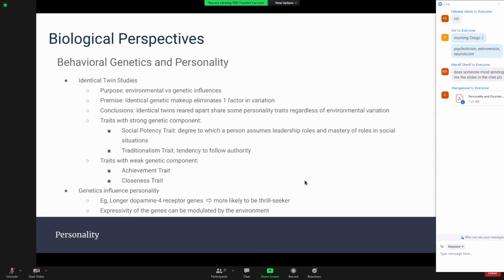This is, however, modulated by the environment. What do I mean by modulated? I mean that you can be a thrill seeker all you want if you have a particular mutation for the dopamine 4 receptor, but if you don't have anything in your environment that is thrilling, then you really won't become a person with a thrill-seeking personality. If that makes sense. So genetics can only go so far. Your environment also has to provide the things that would make it really be expressed.